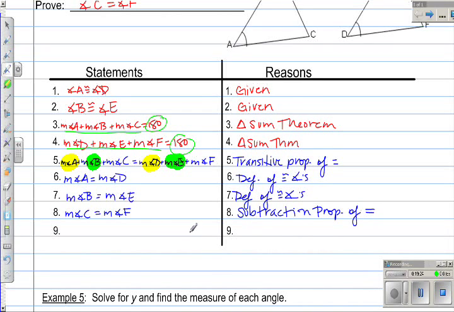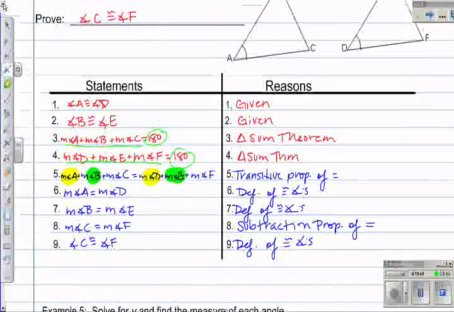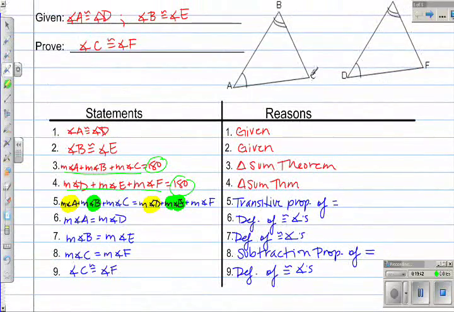Now, if they equal each other, our goal was to prove them congruent, then we know that angle C is congruent to angle F by the definition of congruent angles. And so now you've just proved the third angle theorem, which you can now use, that tells you if two angles of one triangle are congruent to two angles of another, then the third angles are automatically congruent. So that's your third angle theorem.